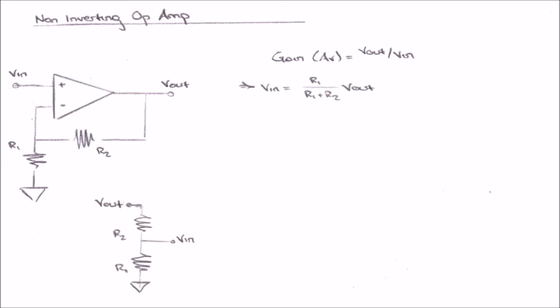And knowing that V plus is equal to V minus, we can say that Vin is equal to R1 over R1 plus R2 times Vout. And this is just the voltage divider formula. We can further simplify that to get a gain equal to 1 plus R2 over R1.